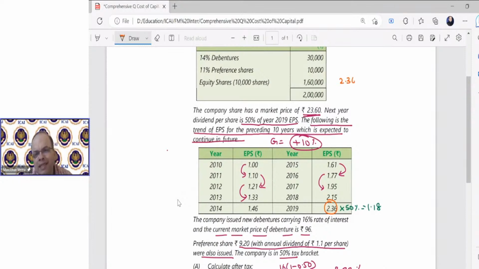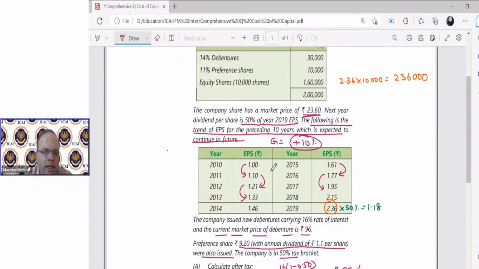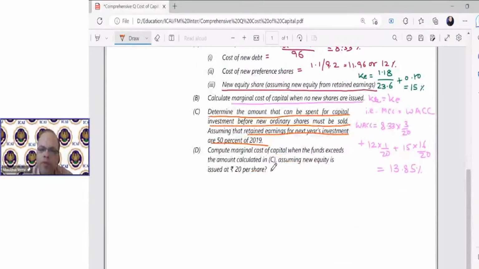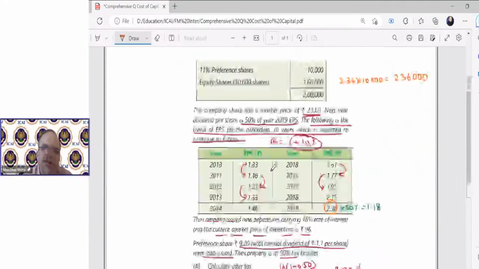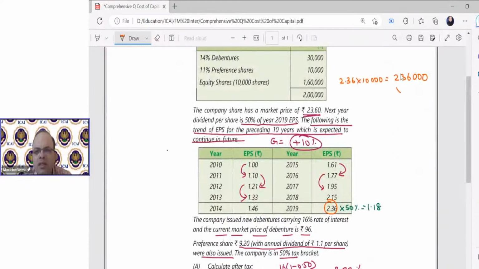So 2.36 into 10,000 shares. You're getting 236, I guess. But is that the retained earnings? They're saying to you 50%, right? The retained earnings for next year's investment are 50% of 2019. So 50% will be 118. So 118 is available as retained earnings here.